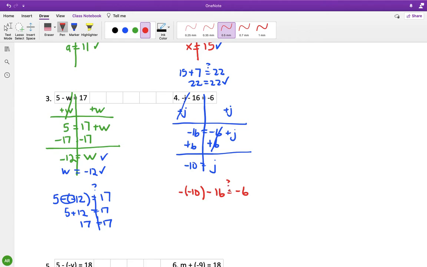Okay, now this one looks kind of funny and it can be confusing. If I have a negative 10, that really means this is positive 10, because negative 1 times negative 10 is positive 10. So really what I have is 10 minus 16. 10 minus 16 is negative 6. Negative 6 equals negative 6. My answer is correct. All right, let's move on to another kind of problem.